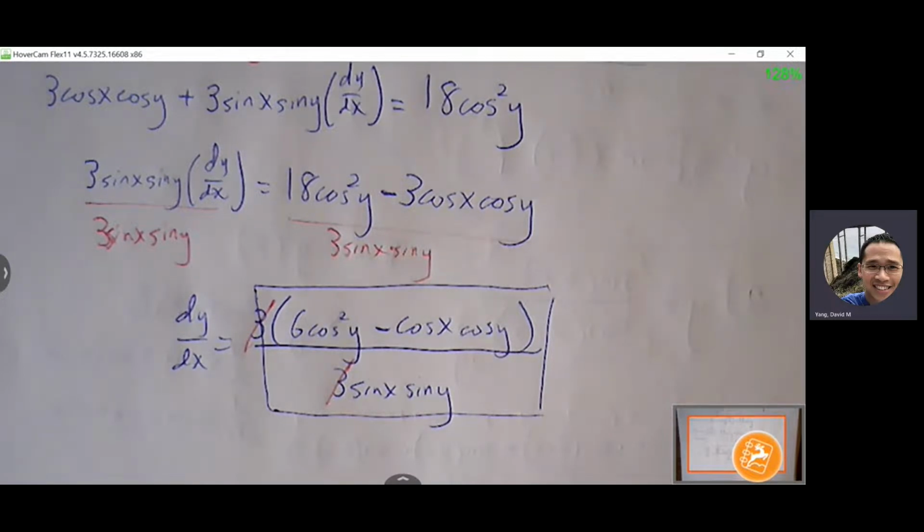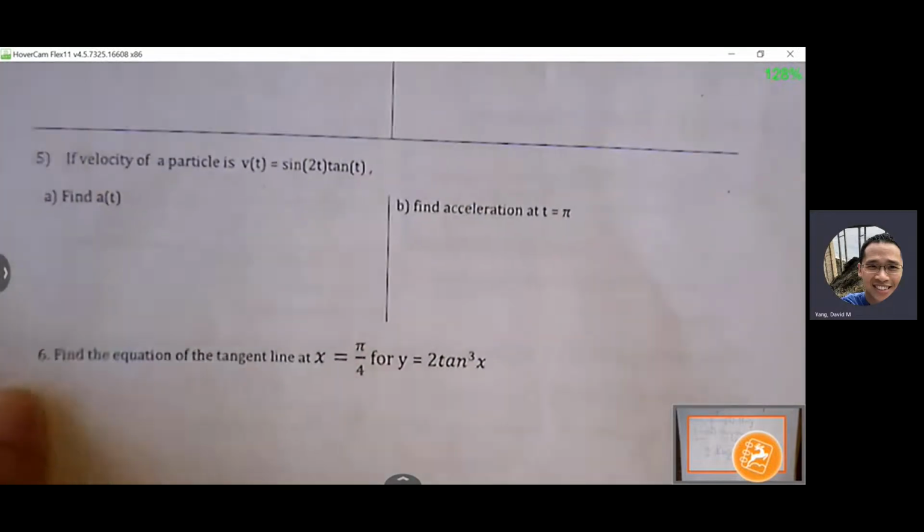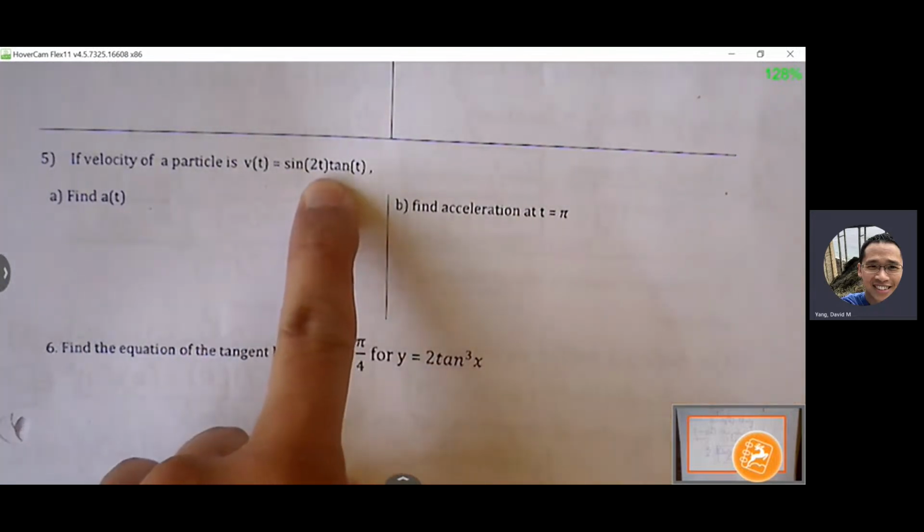We're going to skip number 4 and let's go to number 5. So number 5, it says, if velocity of a particle is v of t, find acceleration. So to find acceleration, we have to find the derivative. And also, what do you see being involved here if we want to find the derivative? Product rule. Good.